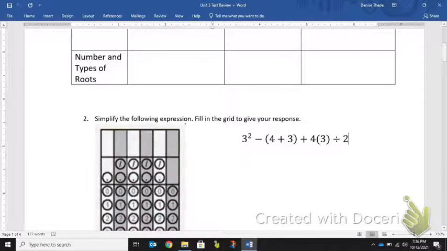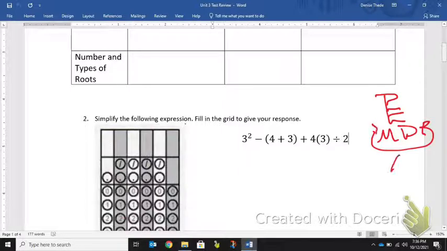So the next problem says simplify the following expression. We're not solving anything. I'm just simplifying it. And I'm going to follow order of operations, which is PEMDAS. Please excuse my dear Aunt Sally. Okay. So parentheses. I'm going to do one step per line. Anything that I can do inside parentheses, where I actually have to add, subtract, multiply, or divide. That was what I would do first.